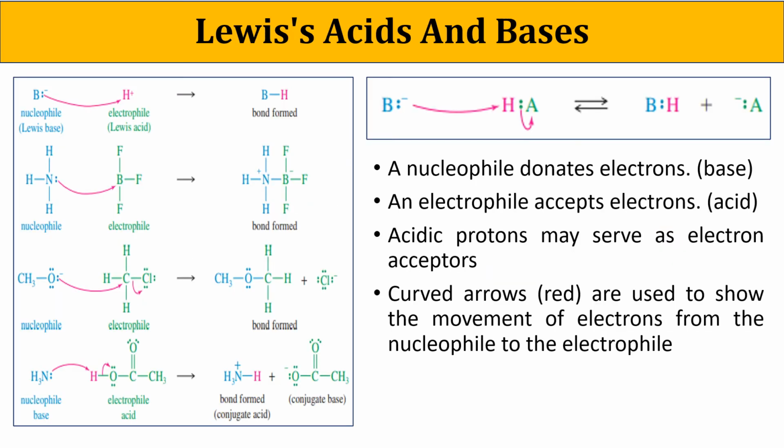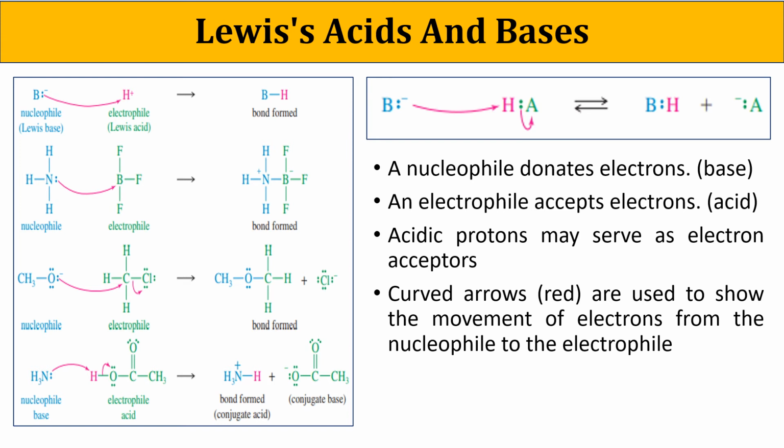Lewis acids and bases. Lewis bases are species with available electrons that can be donated to form a new bond. Lewis acids are species that can accept these electron pairs to form new bonds. Because a Lewis acid accepts a pair of electrons, it is called an electrophile, from the Greek word meaning lover of electrons. A Lewis base is called a nucleophile, or lover of nuclei, because it donates electrons to a nucleus with an empty or easily vacated orbital.